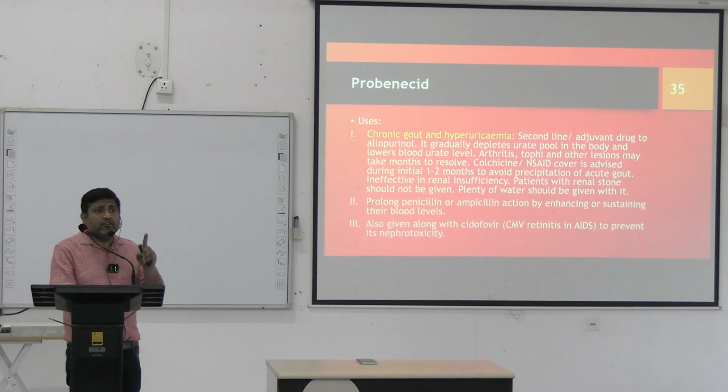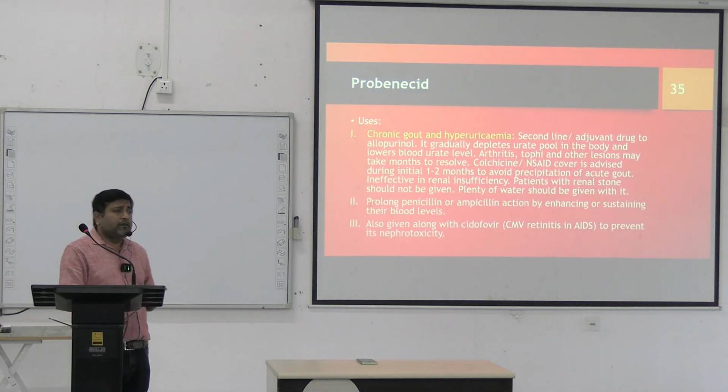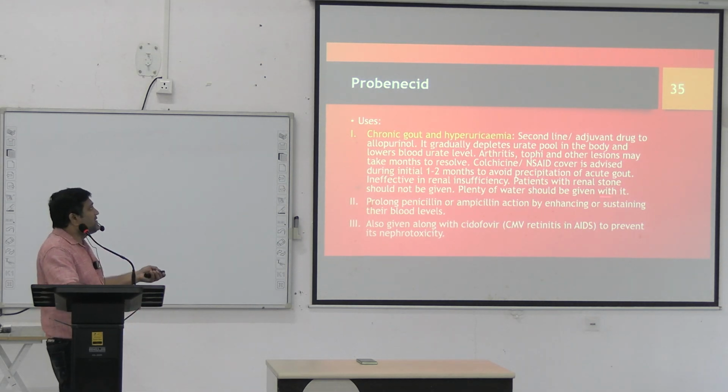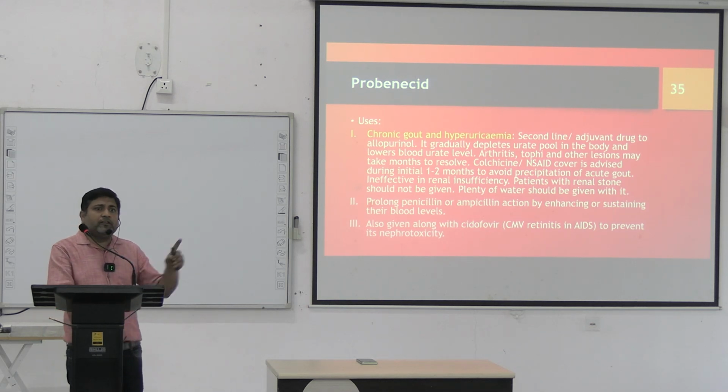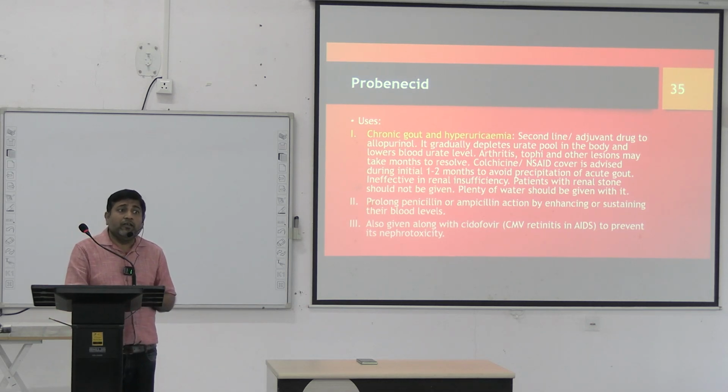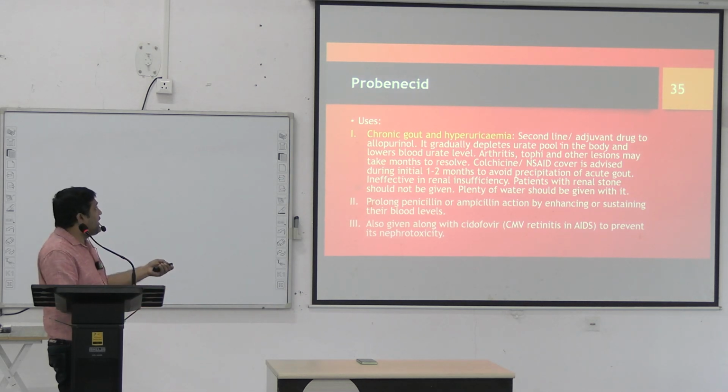Number 1, in a patient of chronic gout and hyperuricemia. It is the second line drug, adjuvant to the allopurinol. Allopurinol is the drug of choice. Allopurinol কি করে? Uric acid synthesis inhibit করে. So it is the second line drug or adjuvant drug to allopurinol.